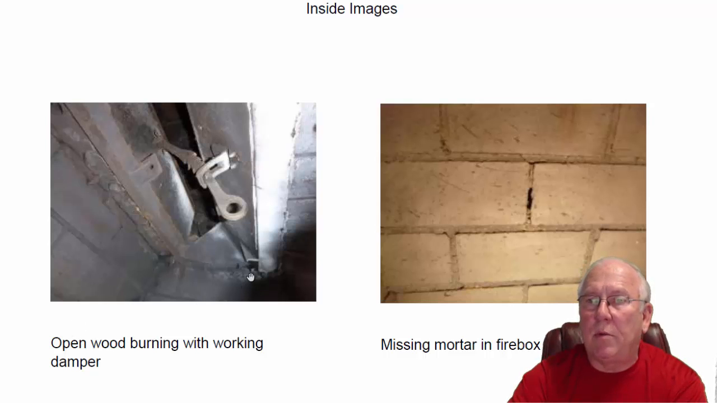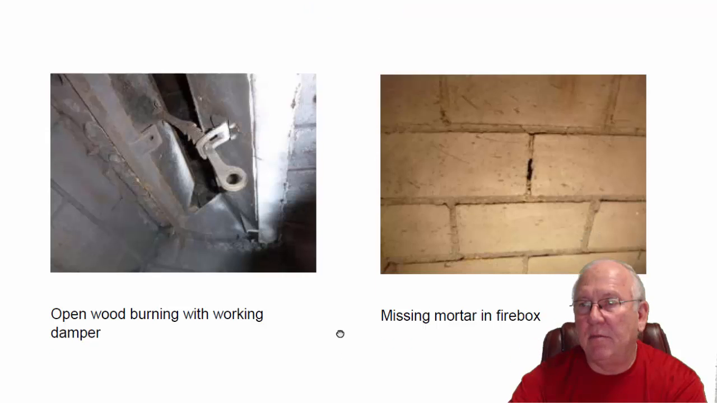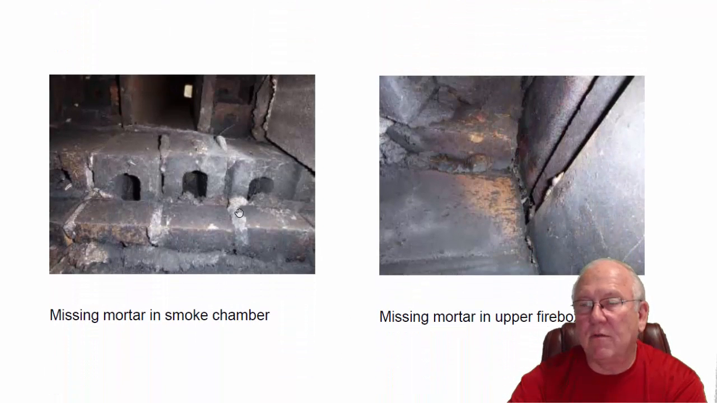So it's an open wood-burning fireplace. The damper's working well, no problems with that. Missing a little mortar in the back wall of the firebox. This is that back wall there. I took this without the flash so that we could get a good picture of the missing mortar in there. And so that's why it looks beige, but it's actually the same back wall, which is flat black.